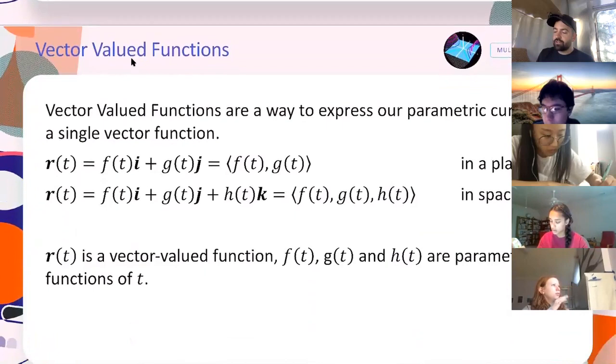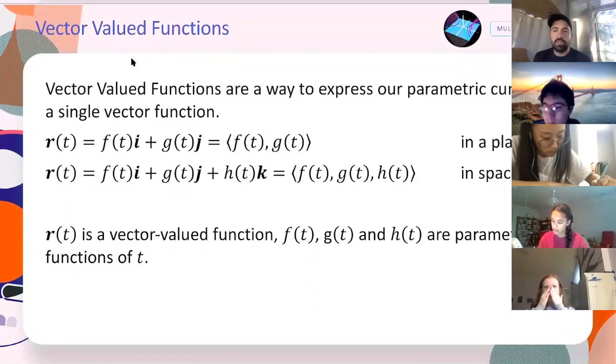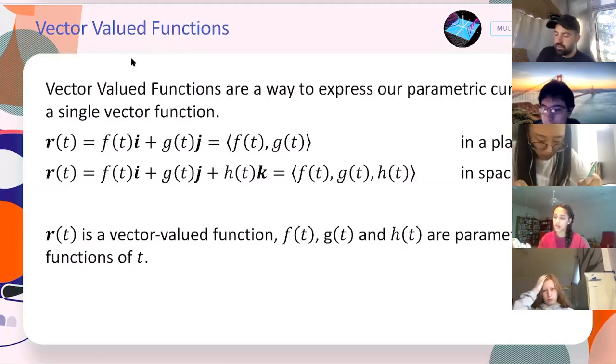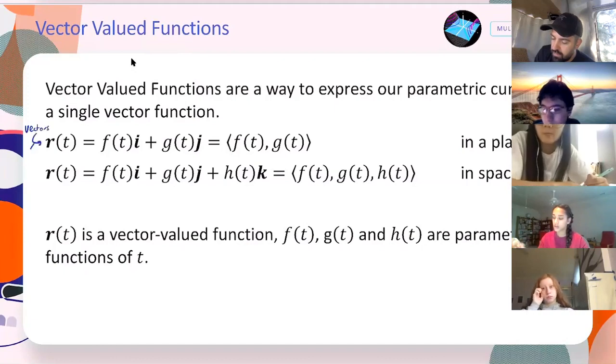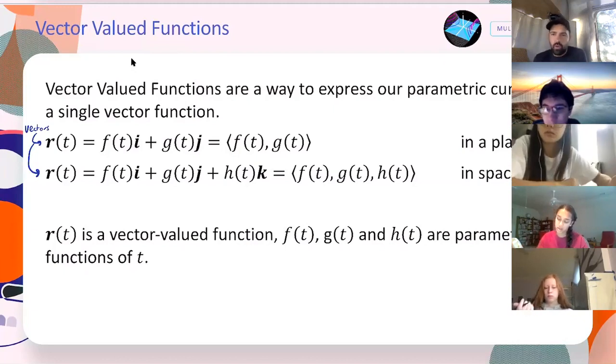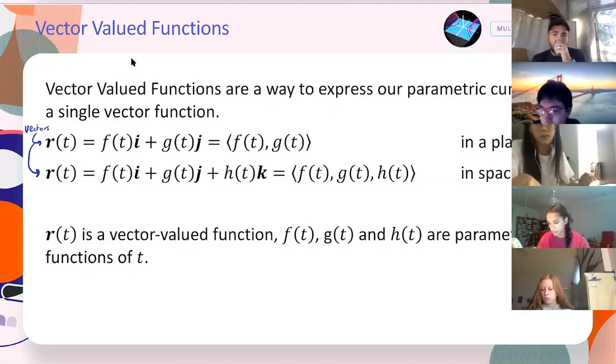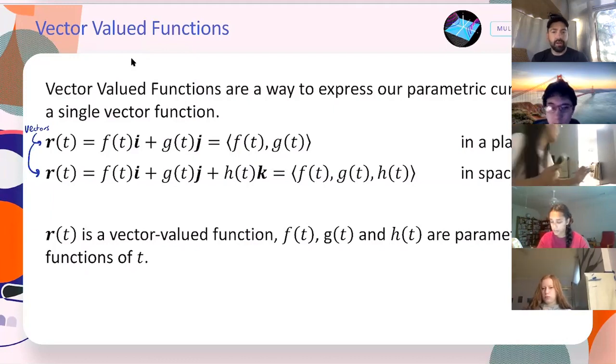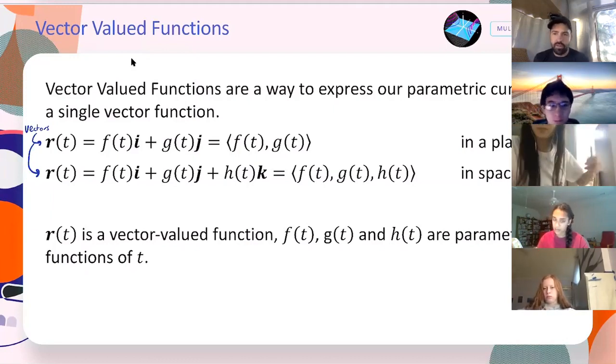All right, so vector valued functions are just taking each parametric equation and putting it into a vector. So we usually call it R, and these are vectors. Okay, notice this is bold. So we're just taking those parametric equations and putting them together in a vector, again, so we can have one single equation to take derivatives and things like that. We put them all together in one, and it's called a vector valued function. It's just the parametric equations.